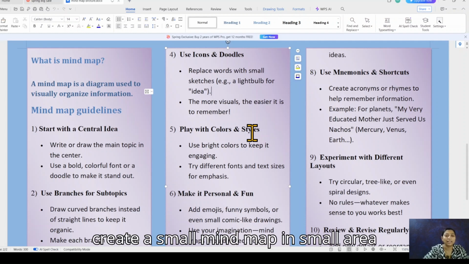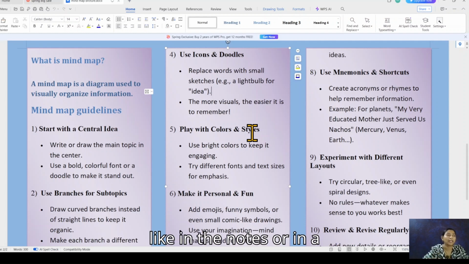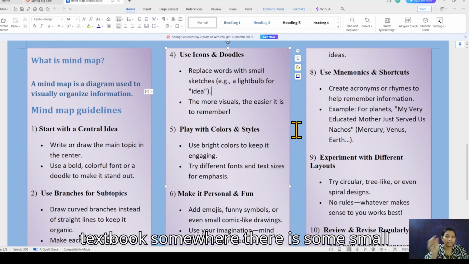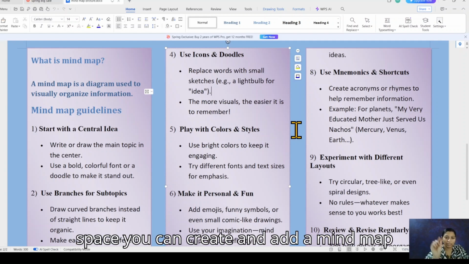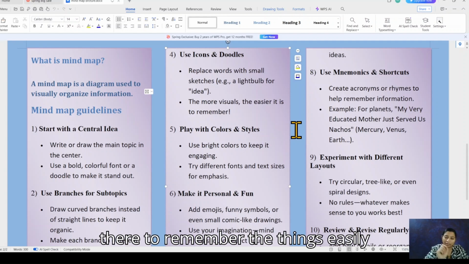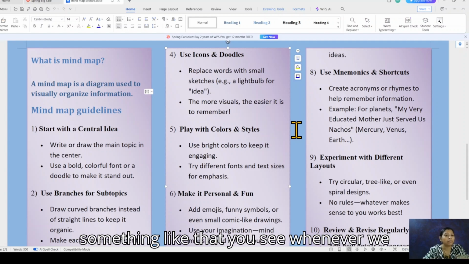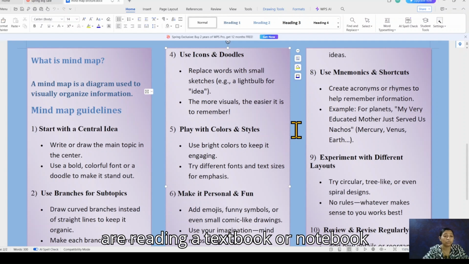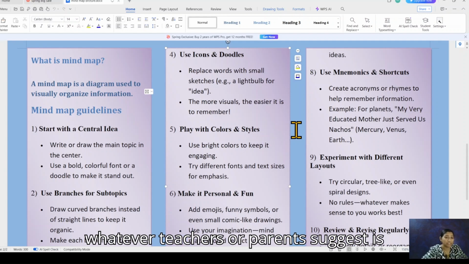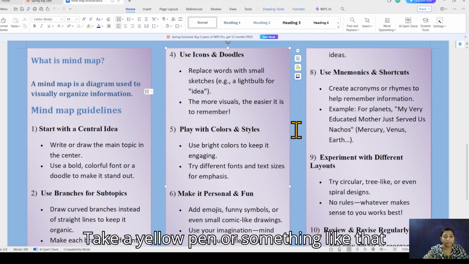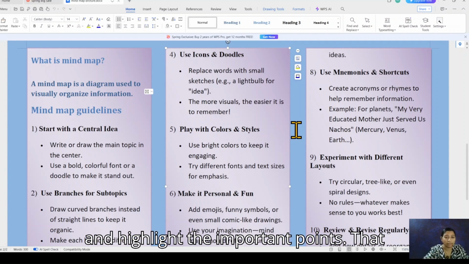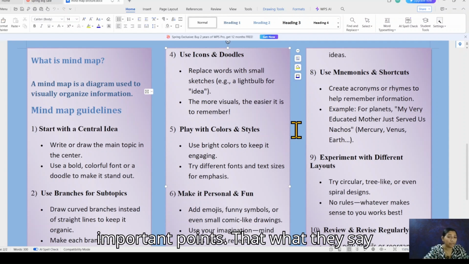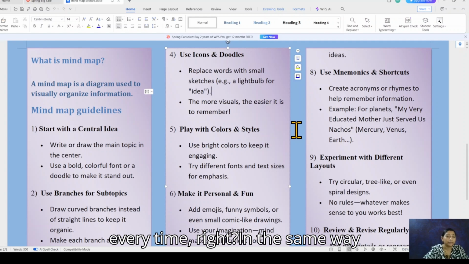You can create a small mind map in a small area, like in the notes or in a textbook somewhere there is some small space. You can add a mind map there to remember things easily. Whenever we are reading a textbook or notebook, what teachers or parents suggest is to take a yellow pen and highlight the important points. Otherwise, underline the important points. That's what they say every time, right?